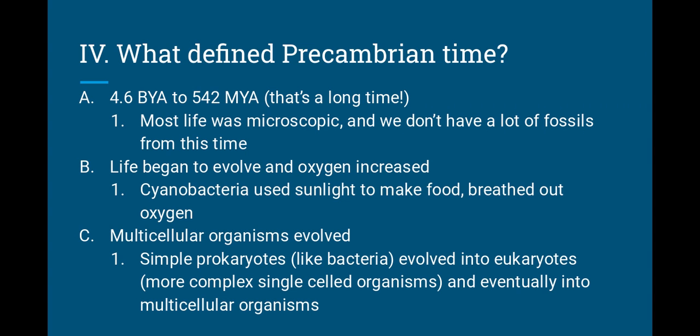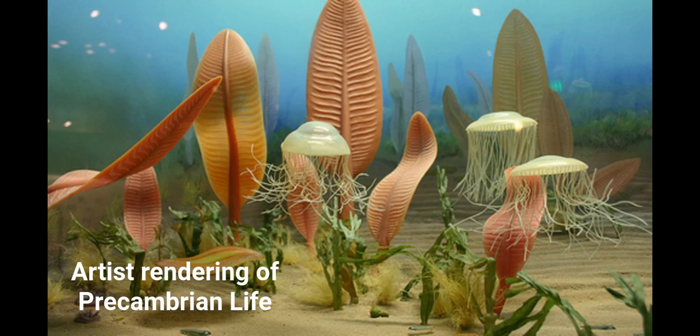Also, during this time, we had some multicellular organisms start to come into the scene here. Those simple early prokaryotes, which is just like a single celled organism that doesn't have a nucleus, kind of like bacteria. Those simple prokaryotes, some of them evolved into eukaryotes, which is just like a more complex single celled organism that has those organelles and has that nucleus. And eventually, those eukaryotes evolved into some multicellular organisms. This is an artist rendering of what Precambrian life might have looked like. It's all life completely in the oceans.